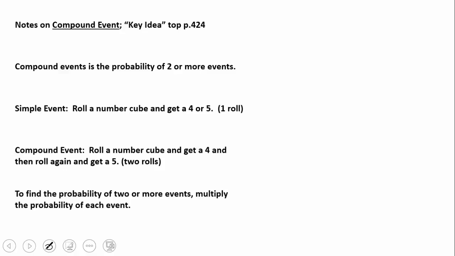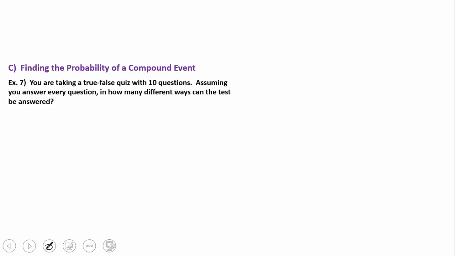Okay, to find the probability of two or more events, you simply multiply the probability of each event, just like we did with the fundamental counting principle. That's basically what we did.